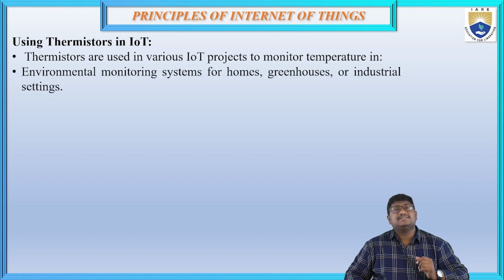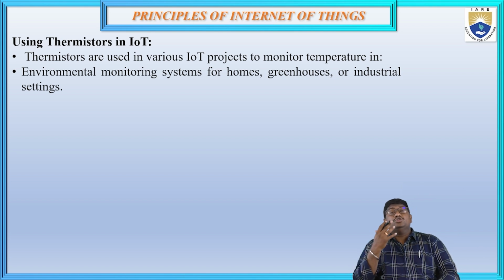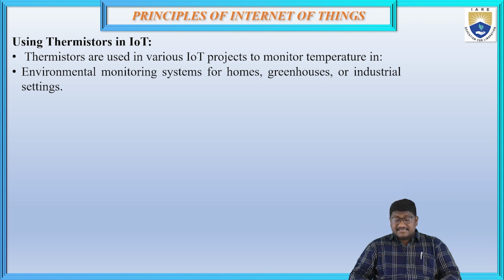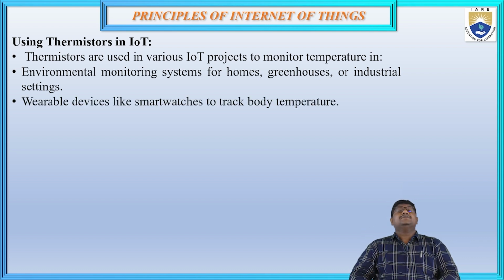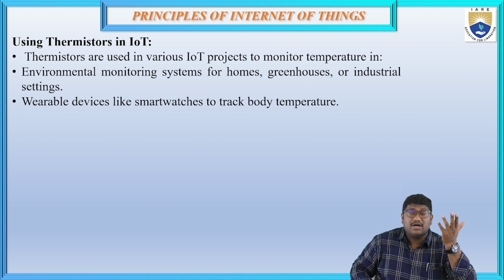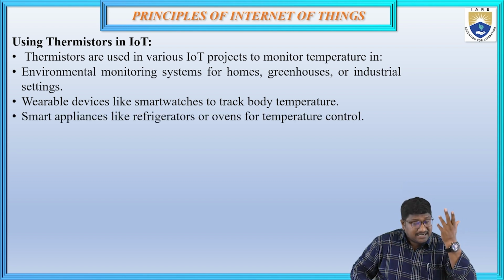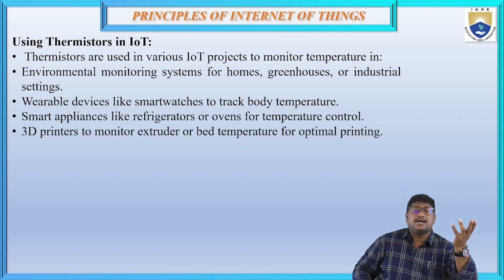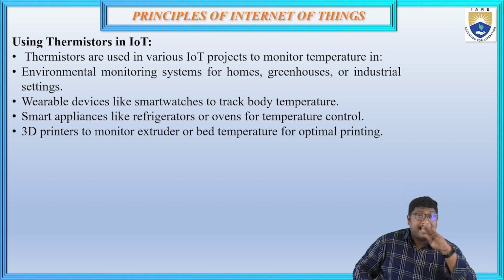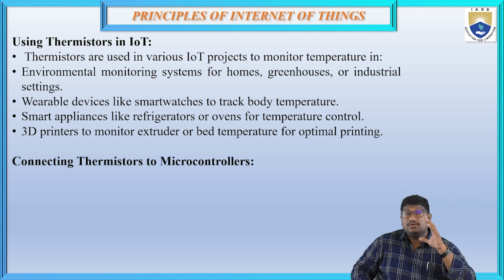How to use these thermistors in IoT? Thermistors are used in various IoT projects to monitor the temperature, and also in environmental monitoring systems which are used in homes, greenhouses, or industrial settings. These are the things where we can use these thermistors. Wearable devices like smartwatches to track our body temperature, smart appliances like refrigerators, ovens for temperature control, 3D printers to monitor the extruder and bed temperature for optimized printing.